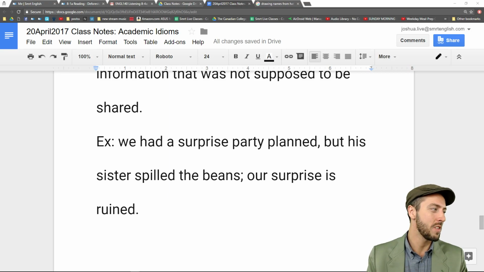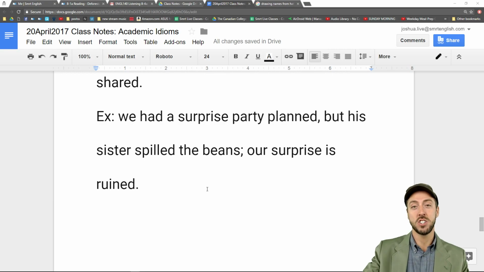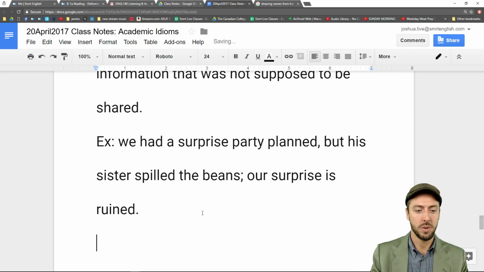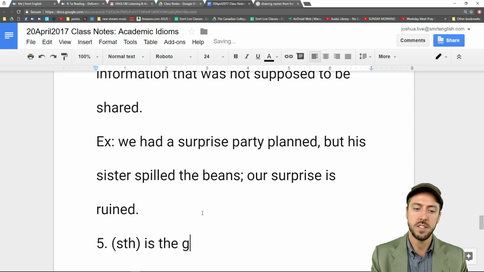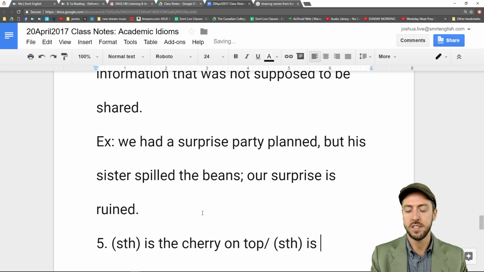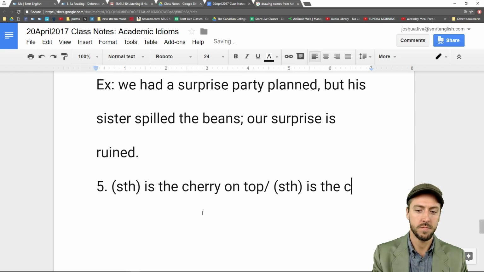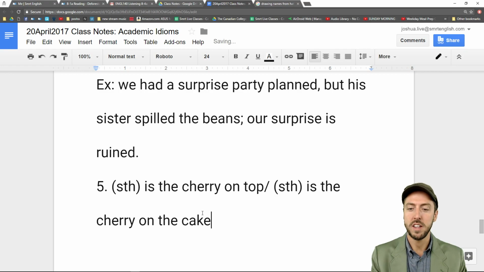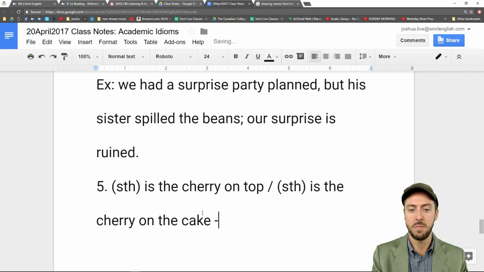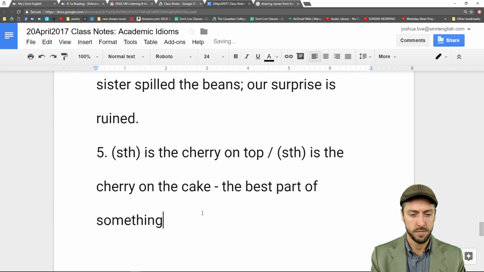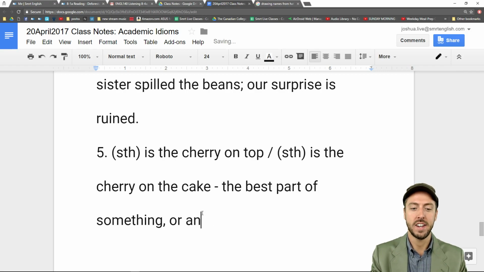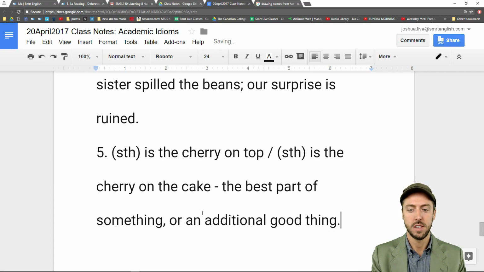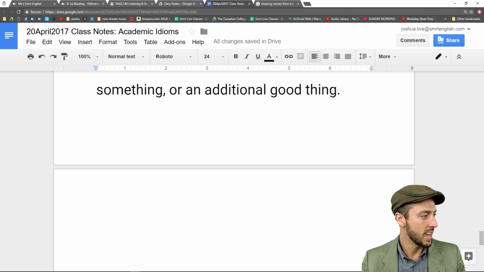The top cherry of this beautiful cake, Vivek, we don't really say that. We would say that is the cherry on top. So something, I can put that down as one. We would say something is the cherry on top, or something is the cherry on the cake. This means the best part of something, or an extra, or an additional good thing. So that's another idiom that we can use.